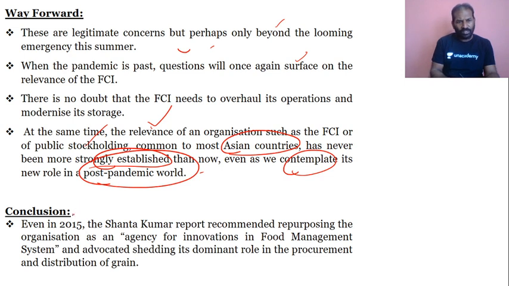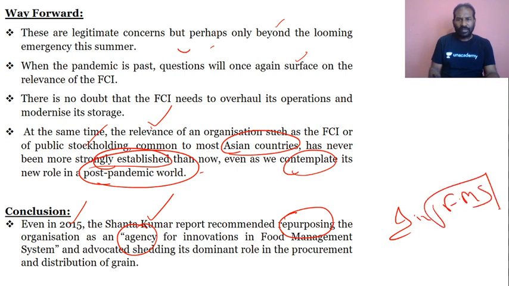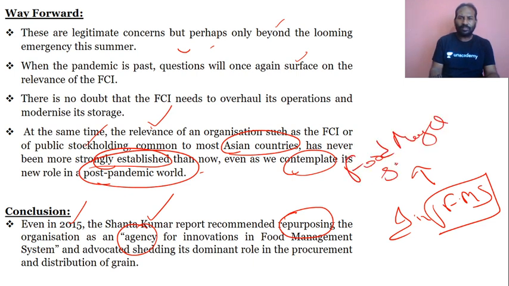And what is the conclusion? Even in 2014 there is a report, the Shanta Kumar report, which has recommended repurposing the organization as an agency for innovation in food management system. So in a nutshell, we have to go ahead with a food management system and advocated shedding its dominant role in procurement and distribution of grain.